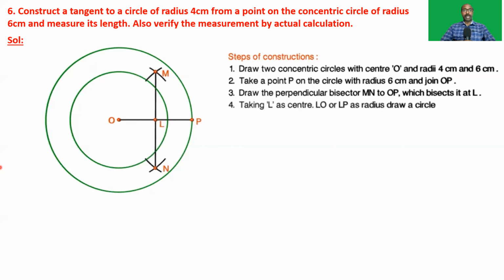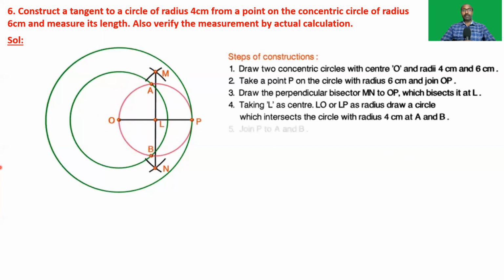Now, taking L as center and LO or LP, which are equal, as radius, draw a circle which intersects the circle with radius 4 centimeter at A and B, like this. And now the intersection points of these two circles are A and B. And like the previous problem, here also join P to A and P to B. Now these PA and PB are our required tangents.